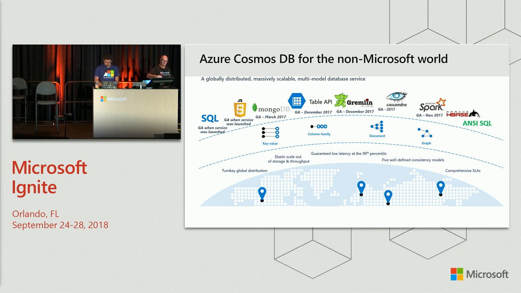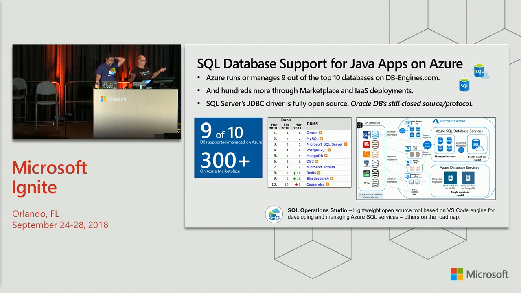So this is just a little history of what's happened here. In March 2017, we added MongoDB. We've been enhancing that ever since. There's a table API for doing quick, Redis-style application storage as well. There's Gremlin. Cassandra is also added. And we have Apache Spark for doing streaming data, HBase, and we have ANSI SQL as well. And I'm going to show today the MongoDB API in a couple of apps. So just wanted to cover that for you. We also support everything else.